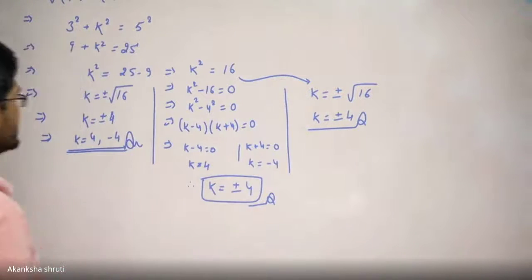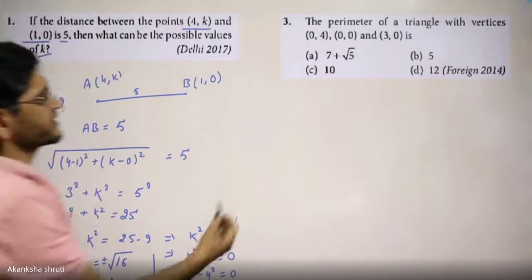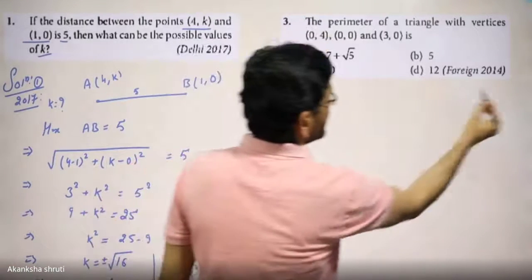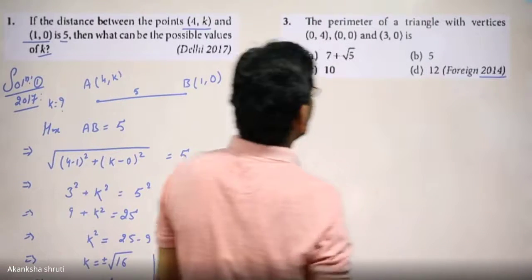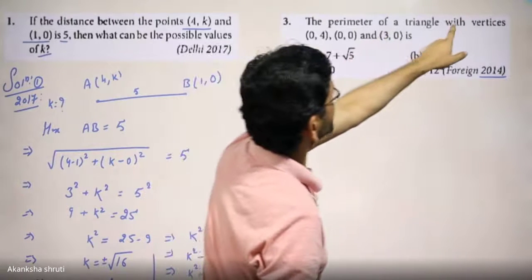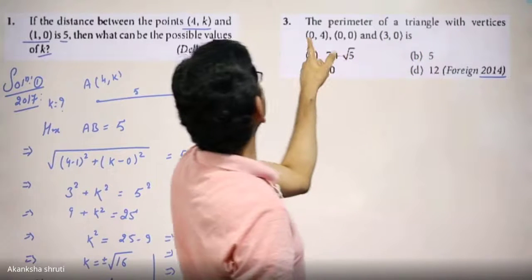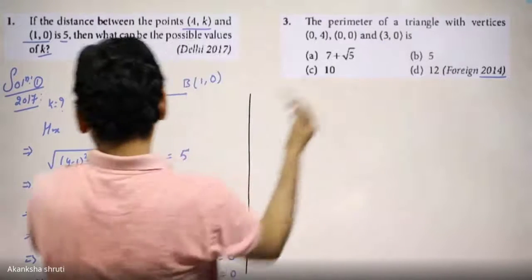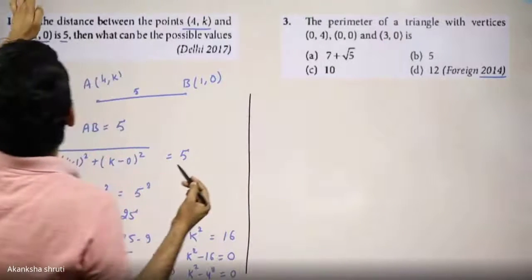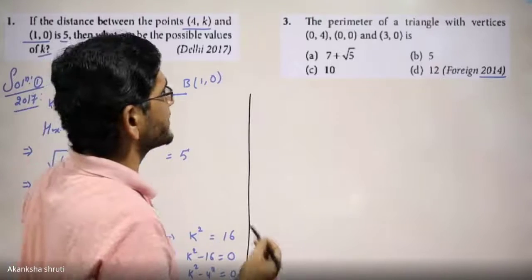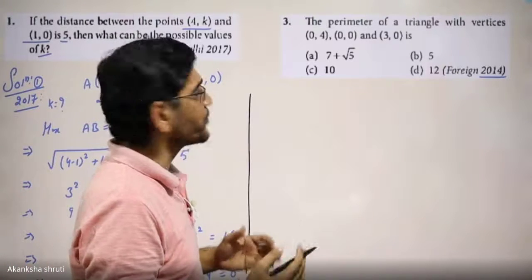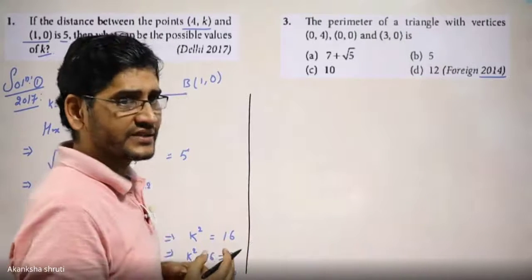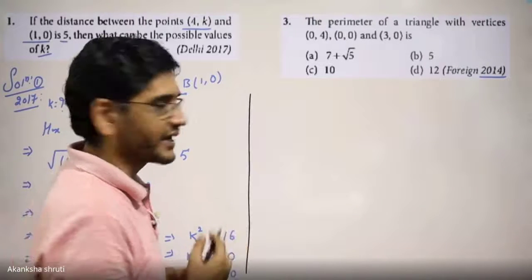Okay, students, let us come to the next question, number 3, which was asked in 2014. The perimeter of the triangle with vertices (0, 4), (0, 0), (3, 0) is... This is an MCQ question. Using our general concept, we can get it, or by plotting these points on the coordinate axes, we can get it quickly. I will explain both methods.